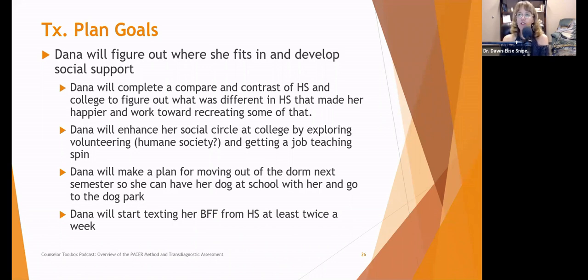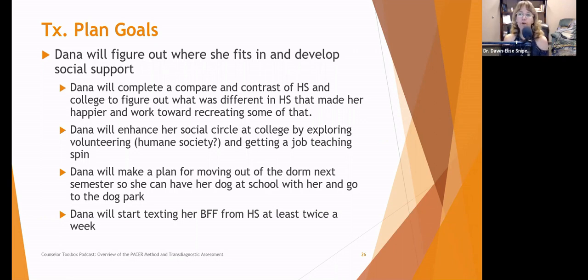Dana will enhance her social circle at college by exploring volunteering. And like I said, a humane society, with a question mark. Humane societies are no-kill shelters. So that was one of those places that she thought she might be willing to think about volunteering at, but she wasn't sure. And getting a job teaching spin. That was one thing she came up with on her own. She really feels at home in the gym. So this will give her a sense of purpose when she's at the gym.